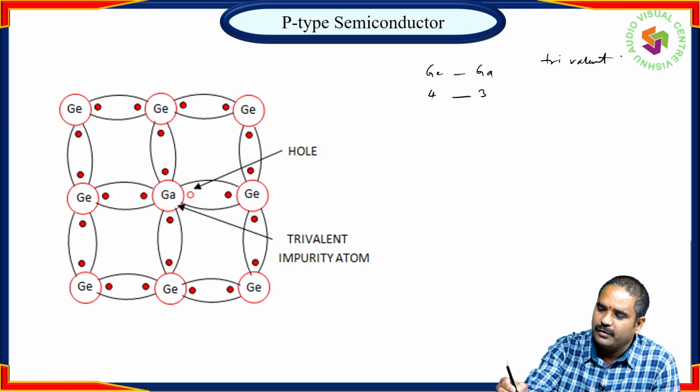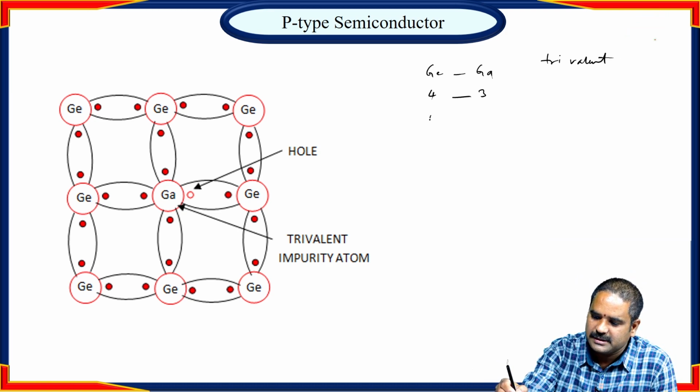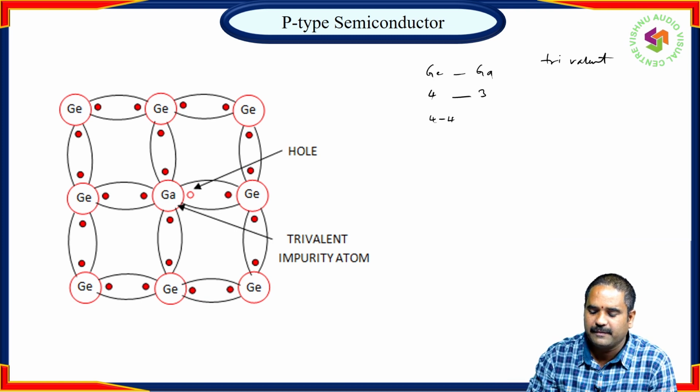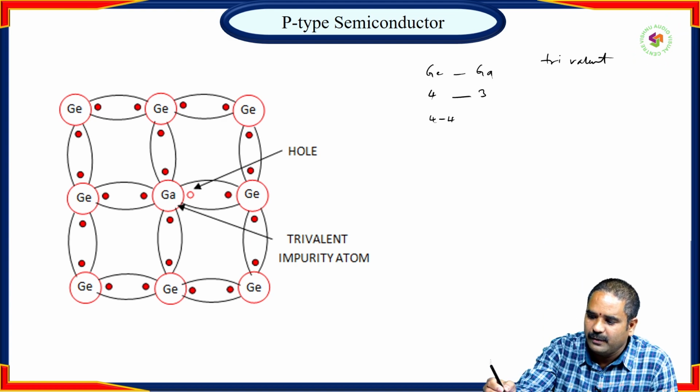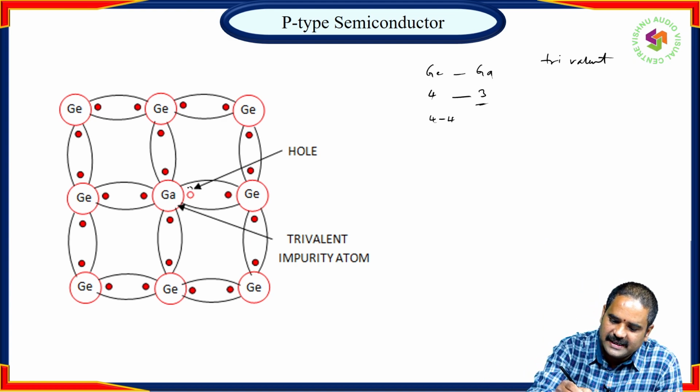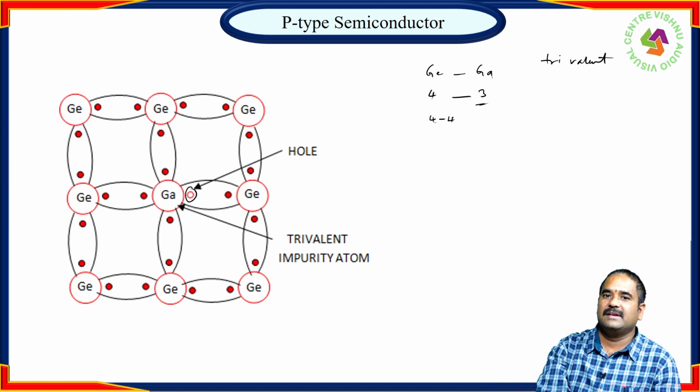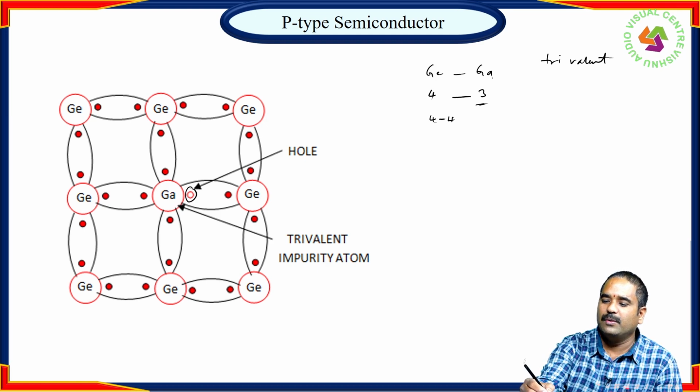Okay, so here to form 4 covalent bonds, 4 electrons are required, 4 atoms are required. But there are only 3. Means there is a deficiency of electron. So the deficiency of electron is termed as a hole.